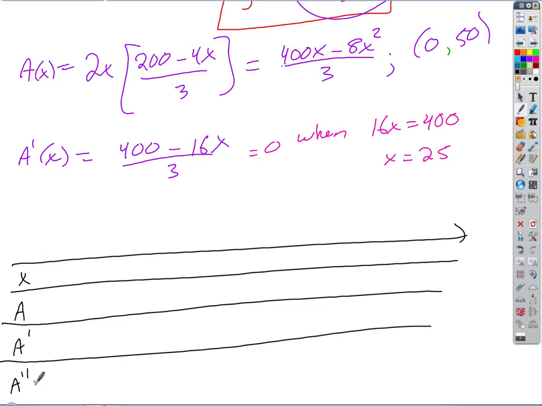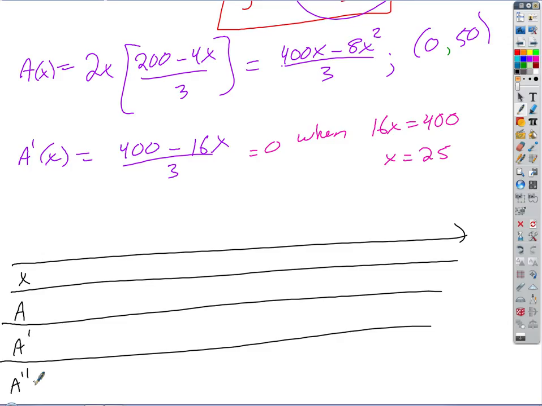Second row, this is the first derivative row, so this is the row that has to do with whether the function is increasing or decreasing, right? And this is where our first derivative critical numbers will show up, right? And then the last row, the f double prime row, the second derivative, that has to do with concavity. And that's where the second derivative test will show up, right?